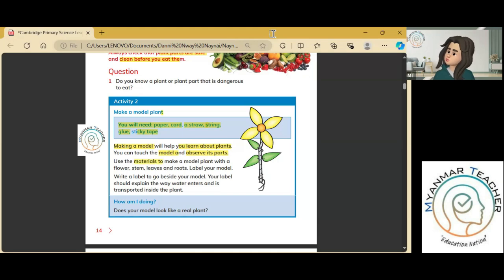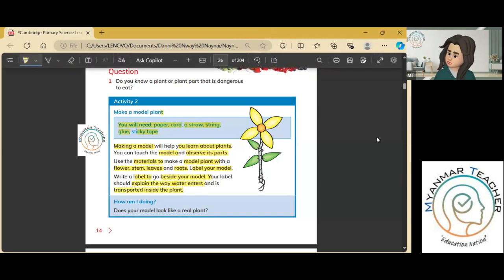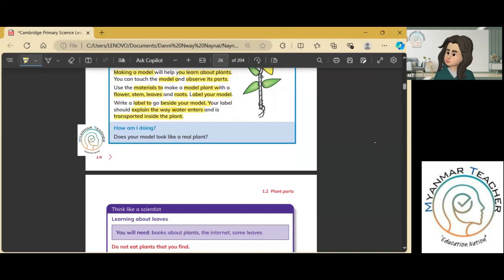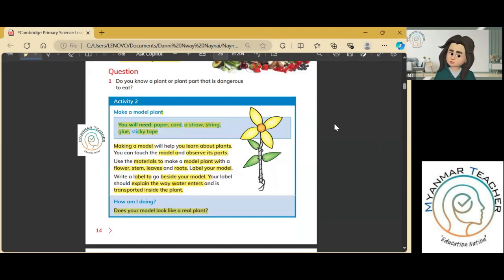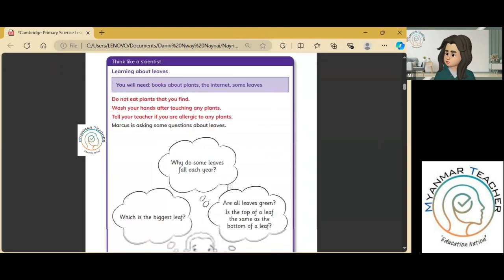Use the materials to make the model plant with flower, stem, leaves, and roots. Label your model. Write a label to go beside your model. Your label should explain how water enters and is transported through the plant. How am I doing? You can ask this question while you're doing this. Does your model look like a real plant? If you have plants at home, you can recreate it. It would look super cool.